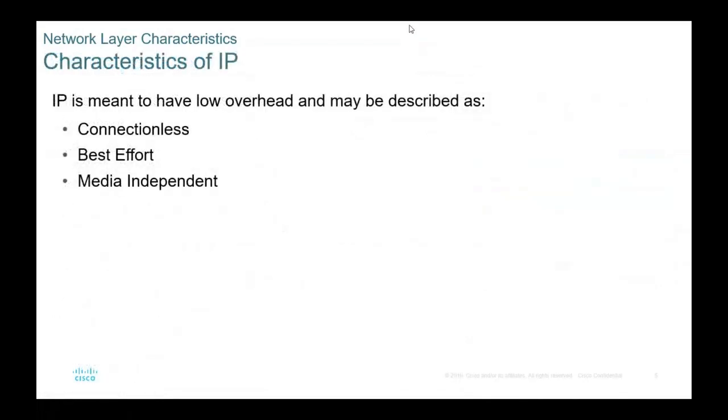So characteristics of IP. IP is meant to have low overhead. Overhead is like how much extra bits of information you have to send to get your data across. If you have to send 1 meg of overhead for every 1 meg of data, that's a very high overhead, isn't it? If you think of it as a truck, every ton of groceries you send on your truck, there's also the weight of the truck itself and the weight of the trailer.